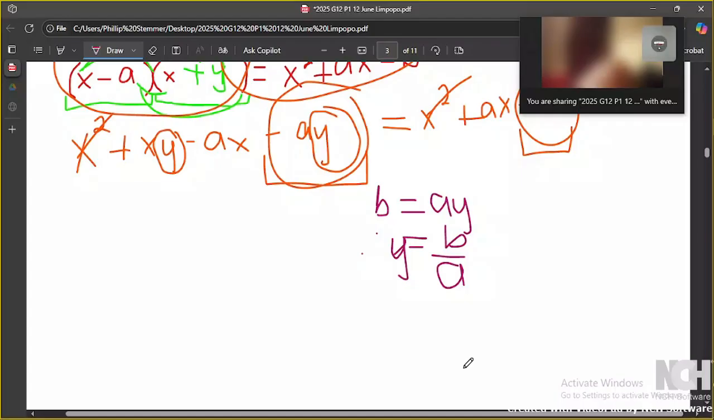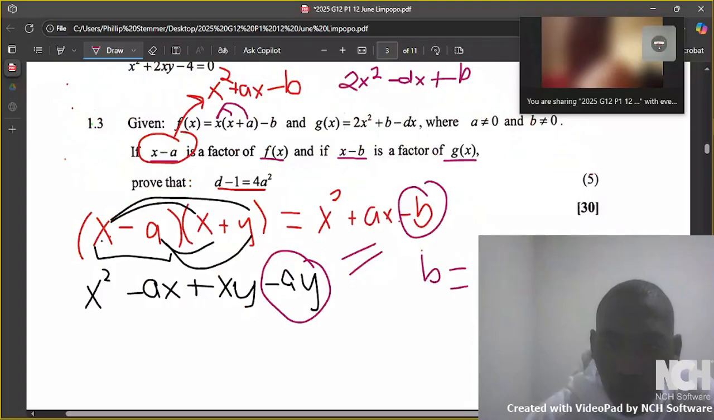So actually, x squared plus xy, where y is b over a. Y is b over a because we divide by a on both sides. Y is the subject of the formula, and b is equal to ay.